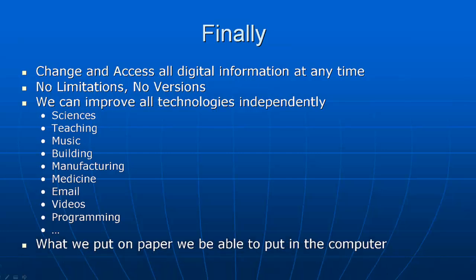And what we put on paper, we'll be able to put in the computer. So we'll be able to do mathematics and chemistry and molecule diagrams and 3D plant manufacturing. Anyway, if you want to call it artificial intelligence, it is. But to me, it's just a technology that we need to move to. We cannot use our current technology.